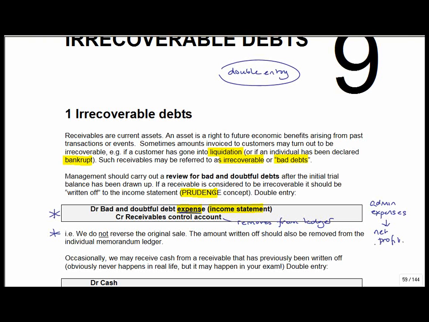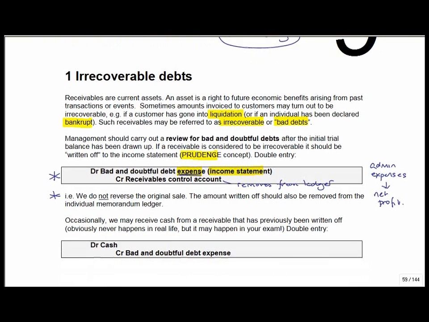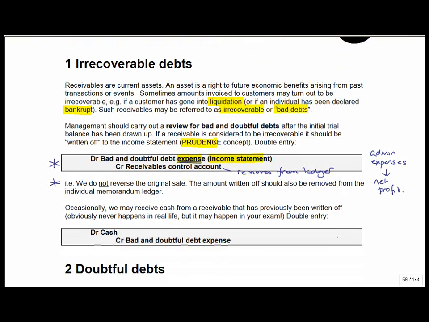Occasionally, it might be that you've written off a debt because you didn't think you were going to get paid, and then surprisingly the customer does actually pay. Again, you need to learn the double entry for this particular scenario, which is clearly to debit cash because we've received cash from our customer. The credit side of the entry then is going to credit the bad and doubtful debt expense account. In other words, that reverses the effect of the earlier write-off.